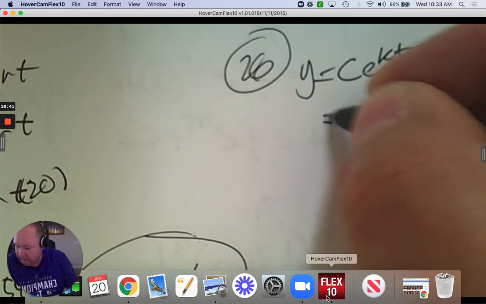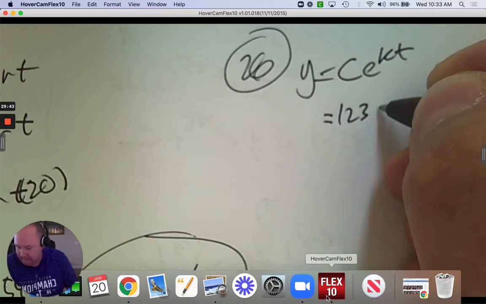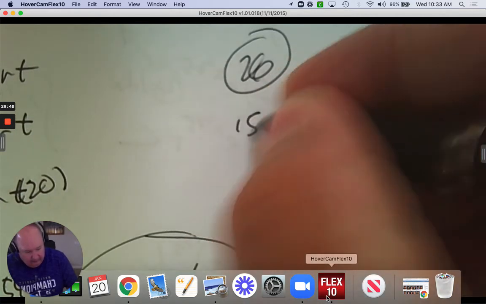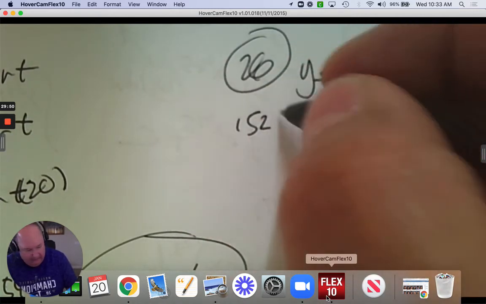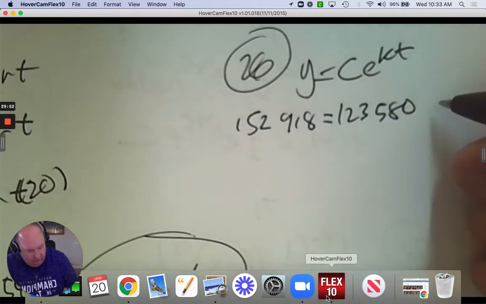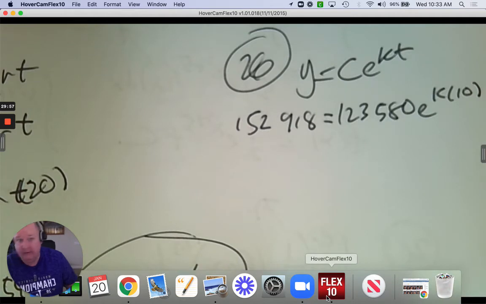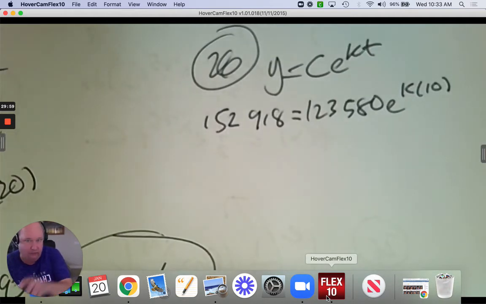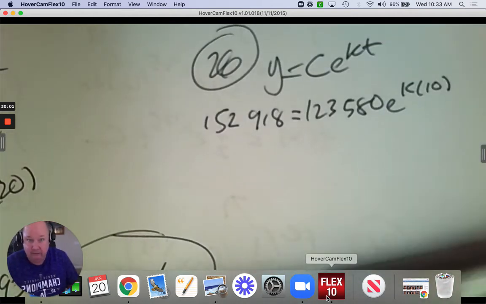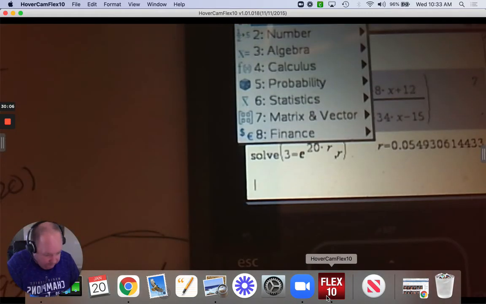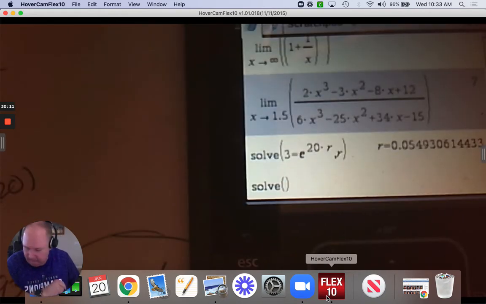So the original population was 123,580. And then in 10 years, it became 152,918. That took 10 years, right, to do that from 1990 to 2000. So I'm going to use my calculator just from that. So if I get my calculator right there, I'm going to type it in. So go menu and then go solve. Sorry, menu, algebra, solve. And then we're going to type it in. Be careful.